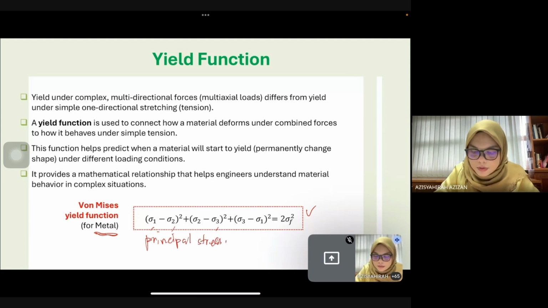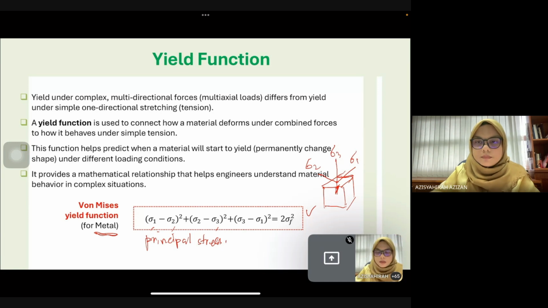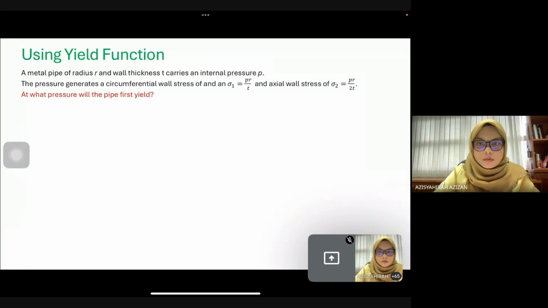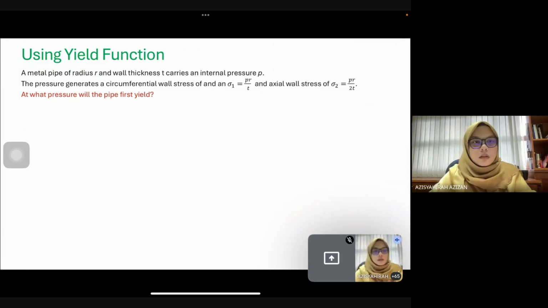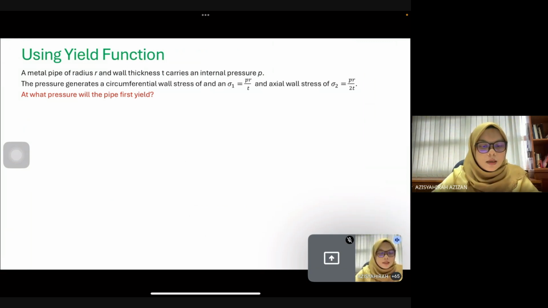If you have a material, you will see the stresses perpendicular to each other. This is sigma 1, sigma 2, and sigma 3. These are the principal stresses. Okay, we will look at how to use this yield function.